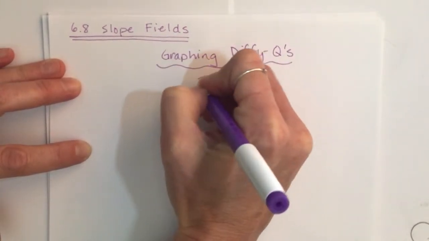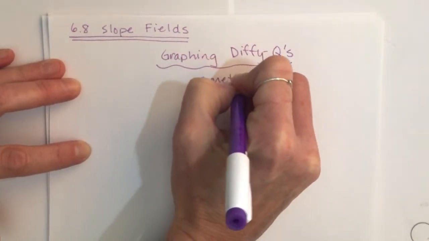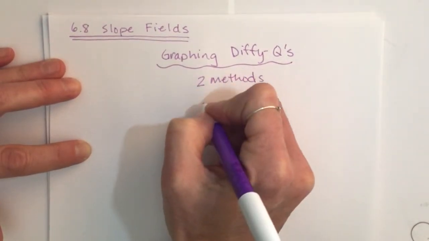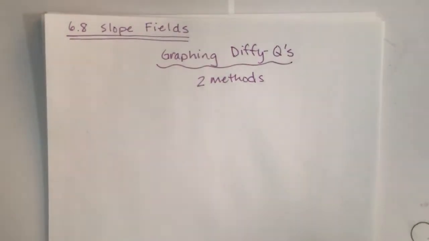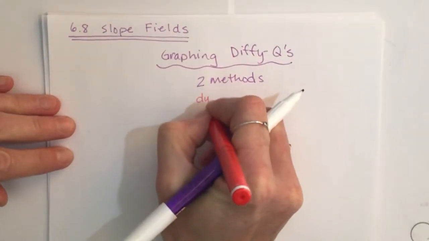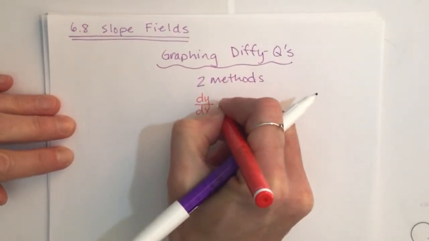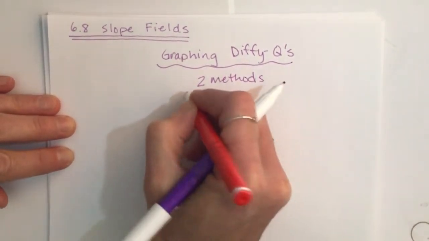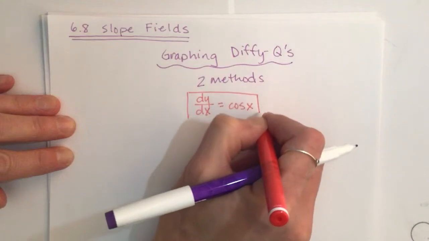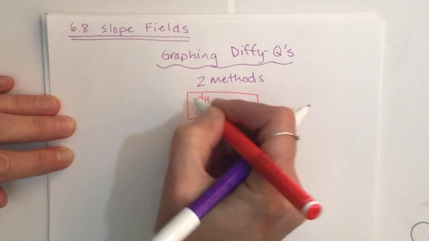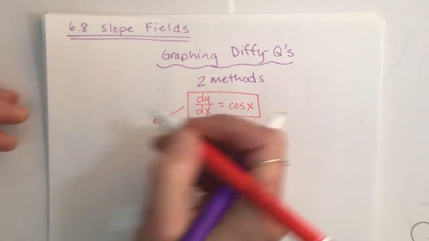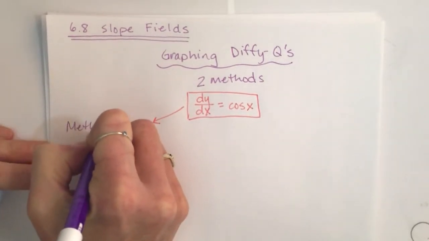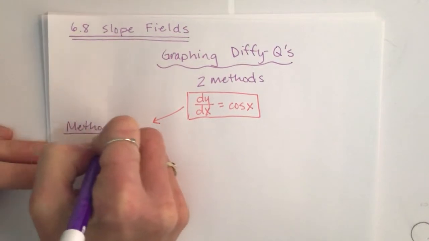Right, there's two methods, and we've done the first method before. You guys are like, what? Have we? So let's say we have this differential equation, dy over dx, and we're going to do a simple one, cosine x. Okay? We're going to graph this in two different ways. So our method one over here, method one, this is the method that we've done before.